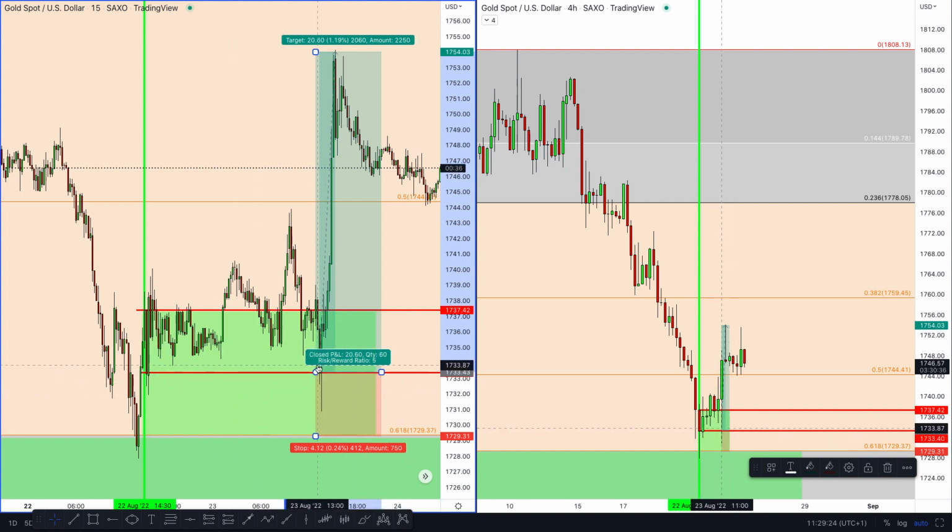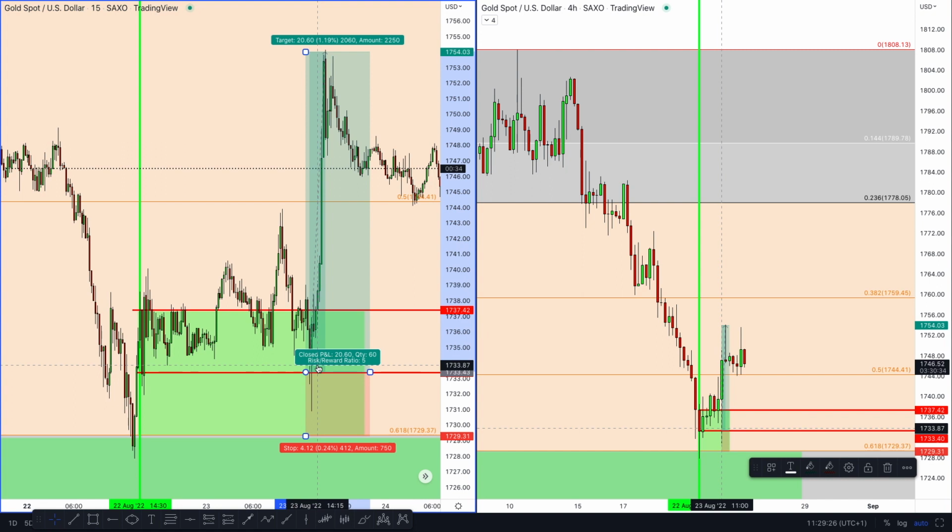And that, guys and girls, is how you're going to be able to get better and better at scalping when it comes to gold. So I hope that did help every single person out.